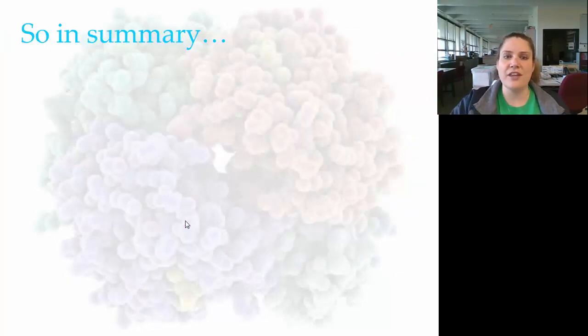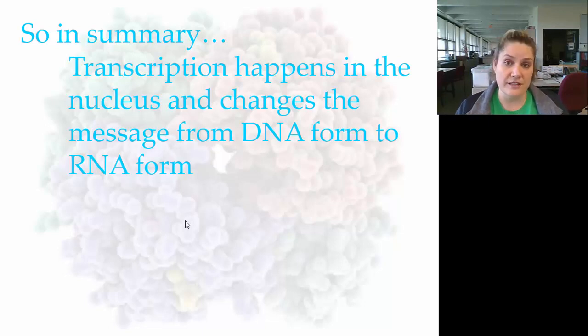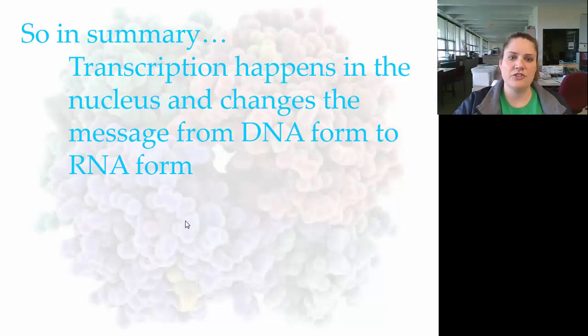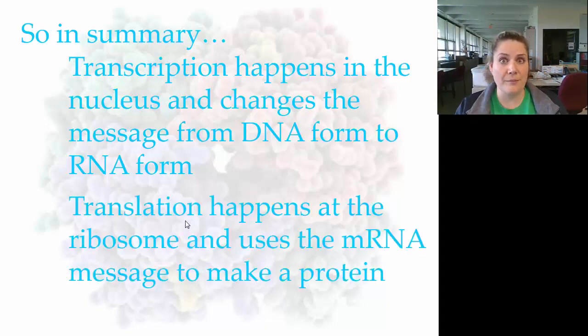Okay? So to sum things up, transcription happens in the nucleus. It changes the message from DNA form to RNA form. Be really careful. It doesn't change DNA into RNA. It's not like we take DNA and go, blah, blah, blah, look, RNA. We take the message out of the DNA form, and we make an RNA copy of that message. And then translation is going to happen at the ribosome, which is in the cytoplasm, and it's going to use the mRNA message to make a protein. Okay? So transcription makes the mRNA from DNA to carry the message out to the cytoplasm, where translation makes the protein. There you go. Simple, simple, simple.